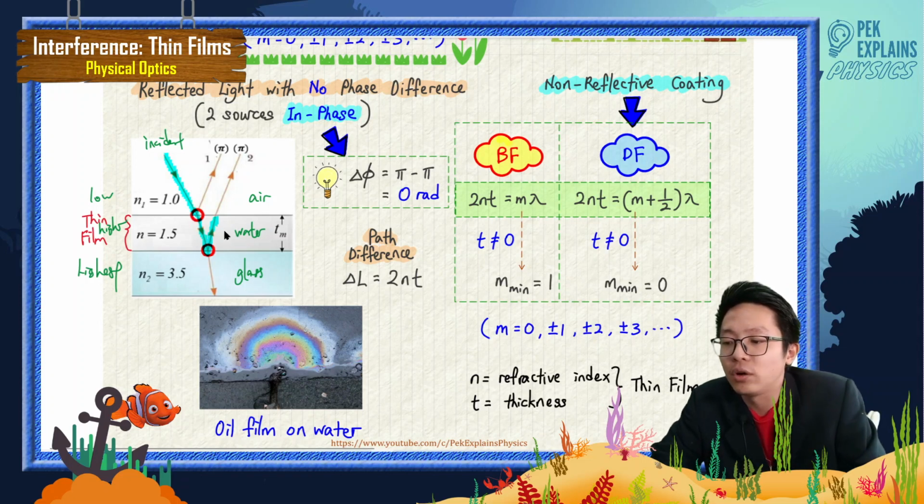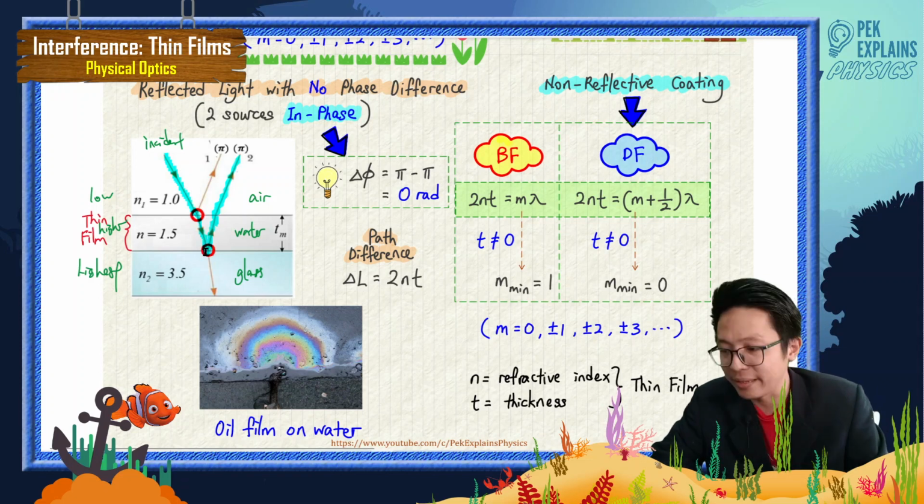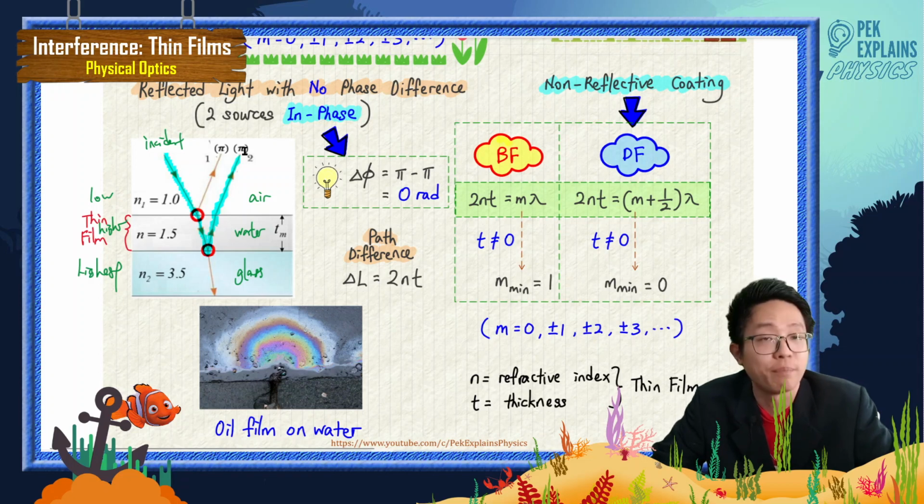And then the light goes out. Is there any phase change from the light going from water to air? No phase change. Refraction, no phase change. So for the second light, how many times is there a phase change? One time over here. You see that? So that's why the second light also gets a phase change of pi radian.